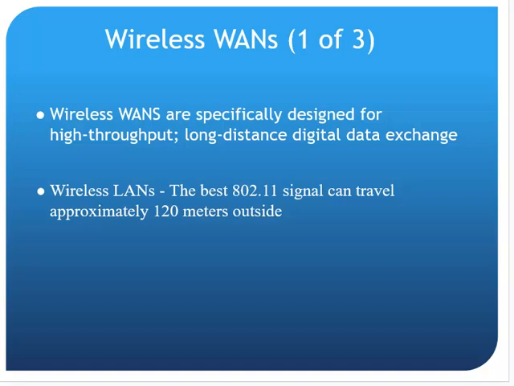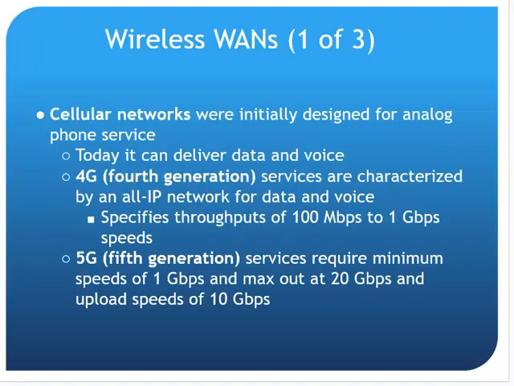Wireless WANs. Wireless WANs are specifically designed for high throughput, long distance. Remember our wireless LANs that we looked at back in Chapter 6? Your best 802.11 signal, you're talking maybe a few hundred meters. So anything beyond that, your wireless LAN technology is not going to cut it. That's where your wireless WAN technology comes into play.